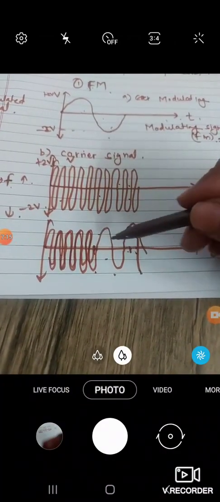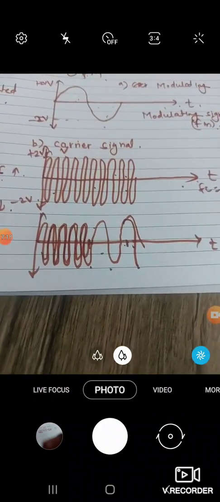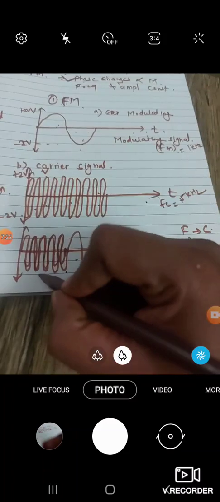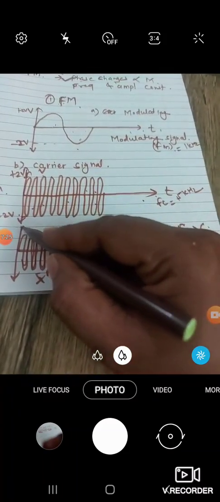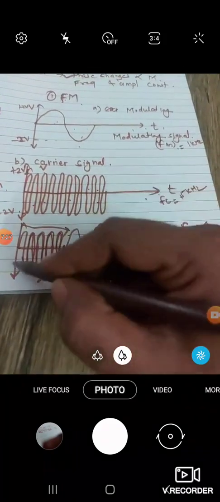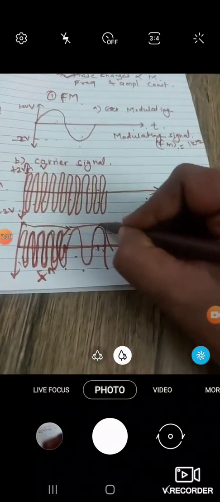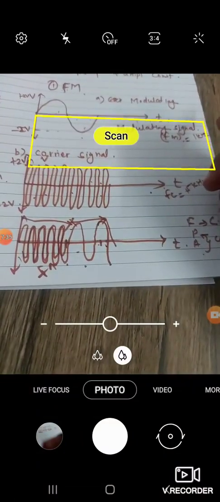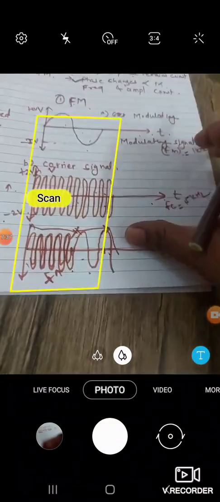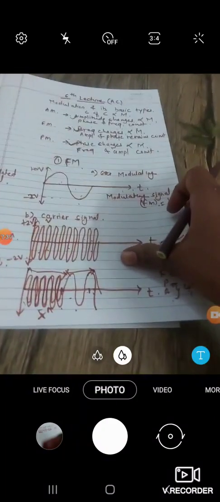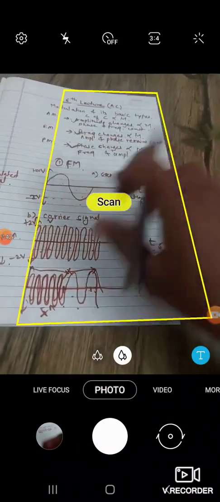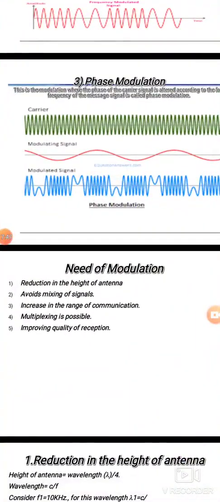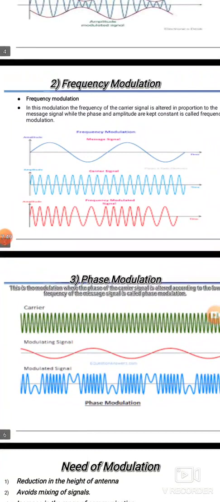So what happens here in the FM modulation, for positive half cycle the frequency is more. So I will say in this portion, from this point to this point, the frequency is more, and in between this portion the frequency is less. That is the concept of frequency modulation. So I hope all of you are clear with the concept of frequency modulation. In this way you have to draw the diagram in the exam. So here the same diagram is given for frequency modulation.